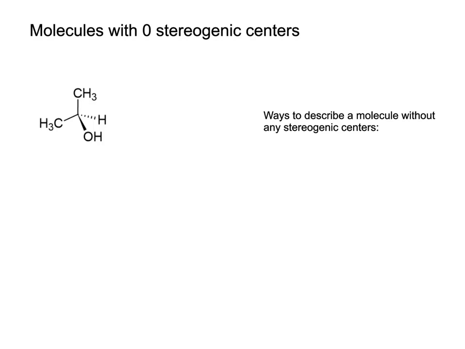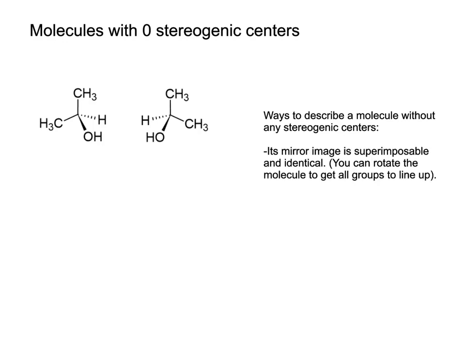Let's discuss some ways to describe a molecule without any stereogenic centers. I'm going to draw the mirror image of this molecule that you can see right here. The mirror image drawn is both superimposable and identical to the original molecule. What I mean by that is you can rotate the drawn molecule to get all 4 of its groups to line up with the other molecule. In this example, it would be a lot easier to use a molecular 3D modeling kit to show you how this is possible.